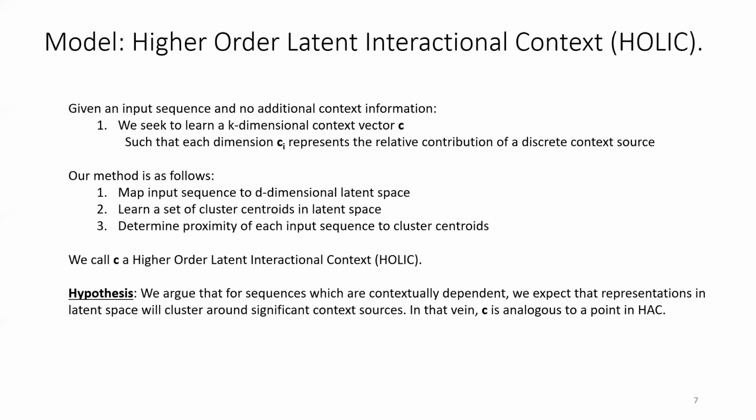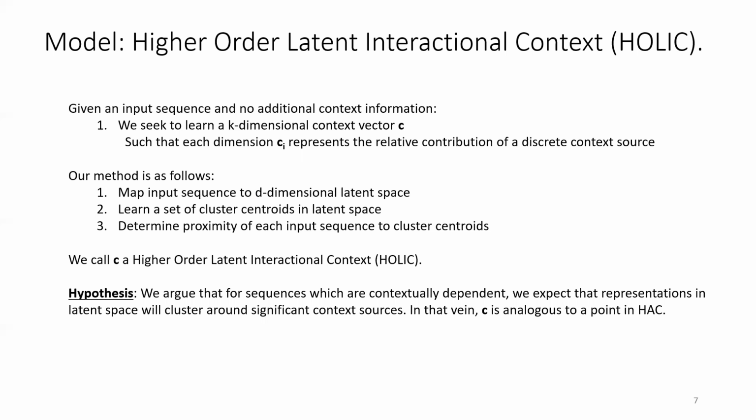So based on that, we formulate HOLIC, which is an acronym for Higher Order Latent Interactional Context. The formulation of HOLIC is as follows. Given an input sequence and no additional context information, we first seek to learn a k-dimensional context vector, which we will denote C, such that each index of this vector represents the relative contribution of a set of discrete context sources.